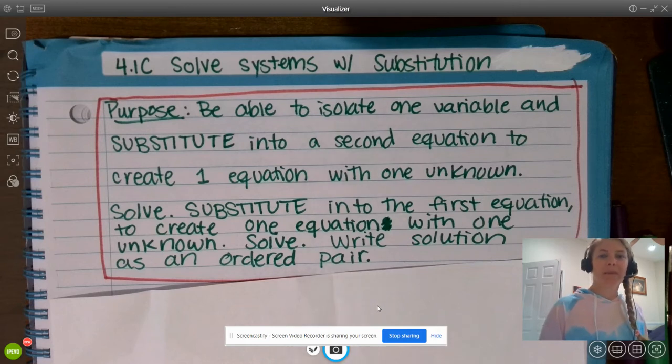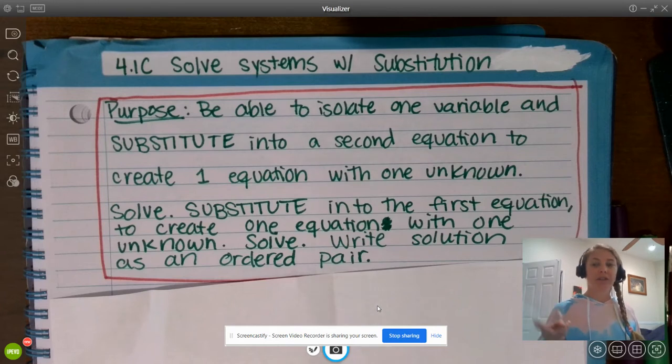So our purpose is to be able to isolate one variable and substitute it into a second equation to create one equation with one unknown. And you know how to solve one equation with one unknown. You've been doing it for years. We're going to solve and then substitute into the first equation to create one equation with one unknown. Solve and write your solution as an ordered pair.